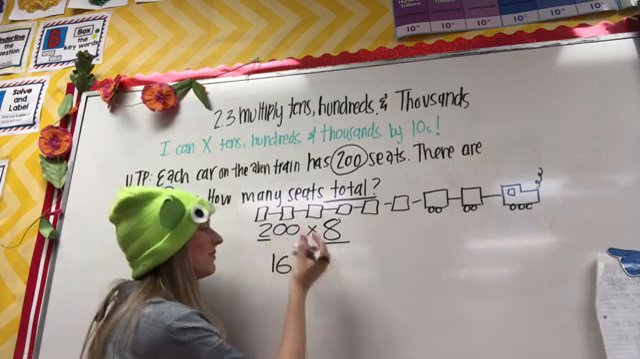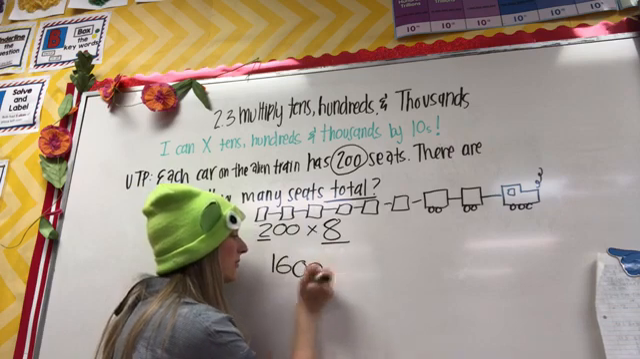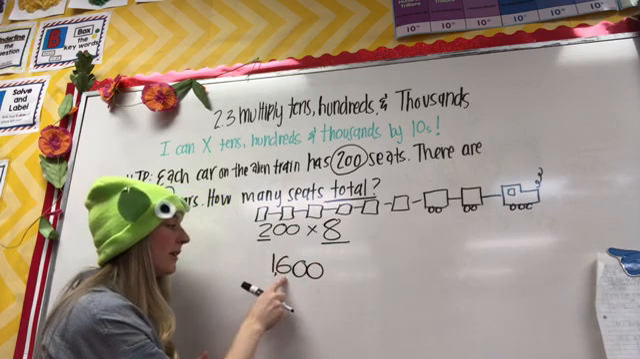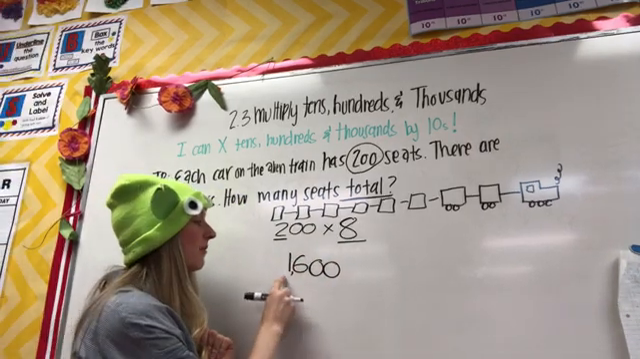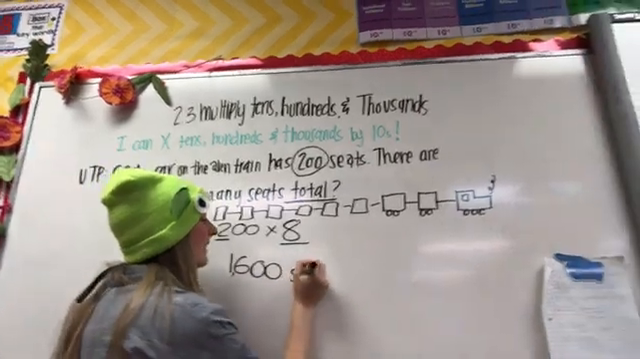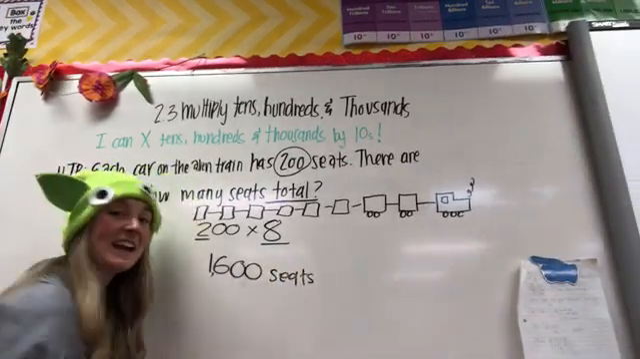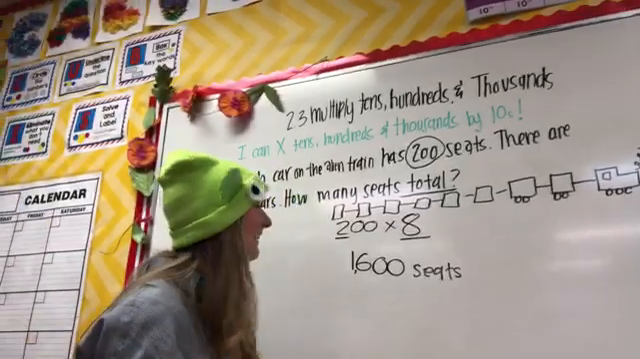We have 1, 2 zeros. We add 1, 2. Put in our comma after our first period. If we read this number, it's 1,600 seats. And you did it. Isn't that so great? That's all you have to do.